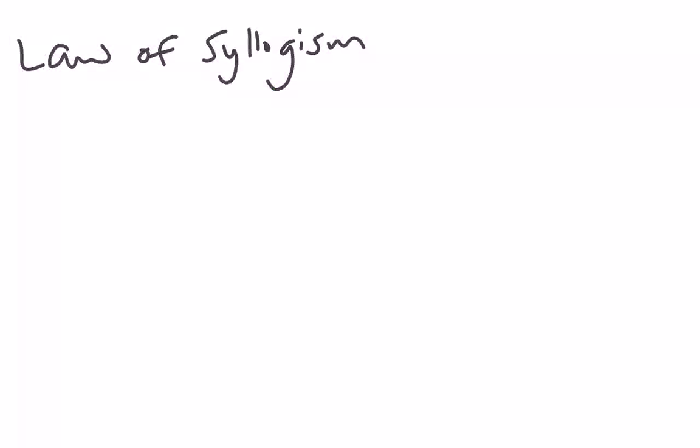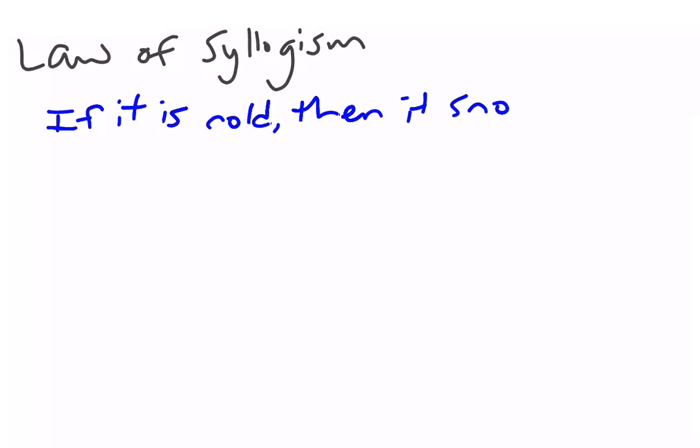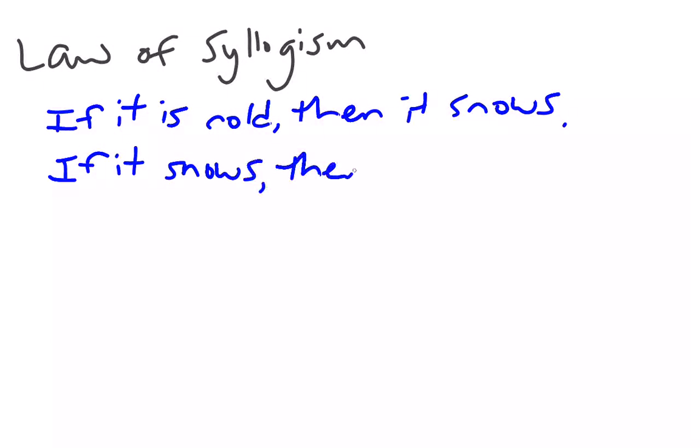The law of syllogism is basically like the transitive property, but with the if-then statements, the conditionals. So it does the same sort of thing. So if we use the example, if it is cold, then it snows. If it snows, then it sticks.